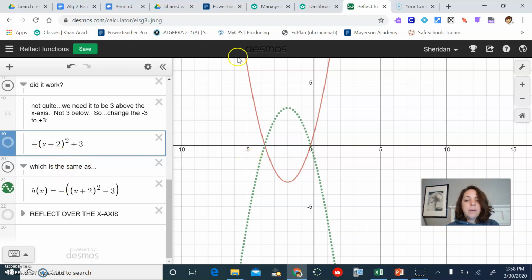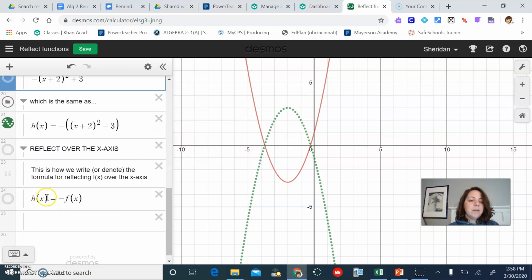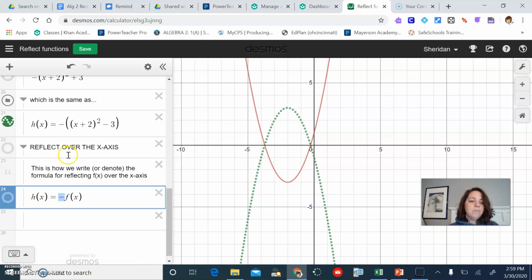So when we think through how to reflect a function over the x-axis, over this axis right here, what we're going to do is take the original function f of x and stick a negative out front of it. And let me prove it to you. Originally, we called that red function f of x, and it was red up here.